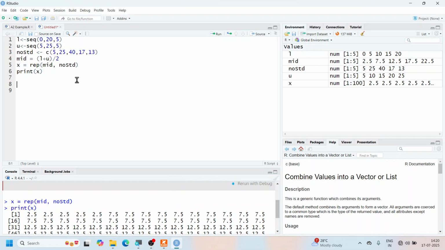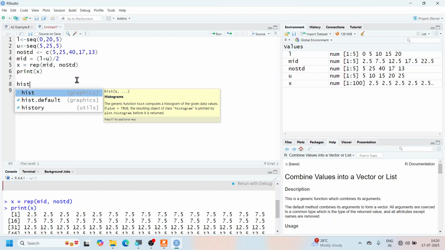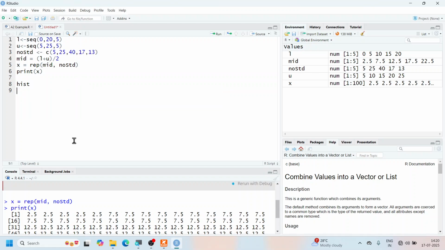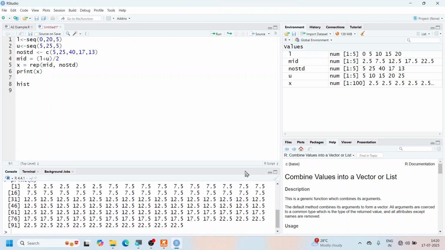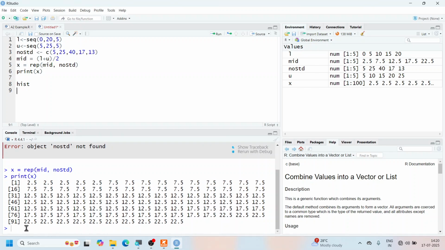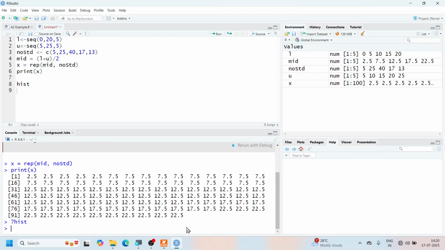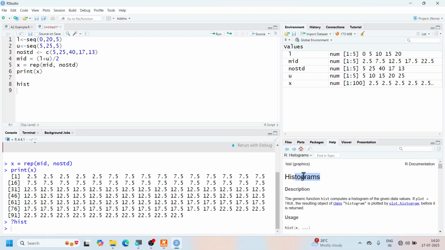So how can you generate the histogram? To generate the histogram, you have the function hist. By the way, if you really don't know which function has to be used, you put a question mark and then type hist and press enter, and you will notice if it is connected or not. I'm not connected here. So you got the help here.